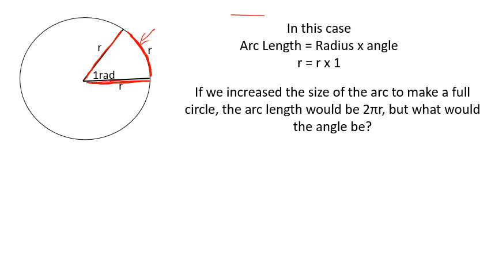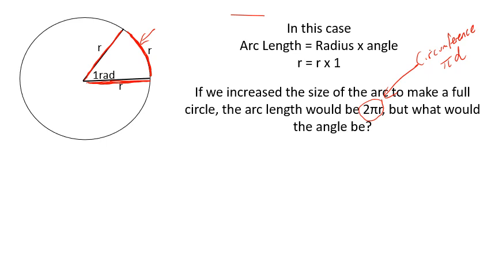So if we did that, the arc length would be 2 pi r. That's just the formula for the circumference, also known as pi times diameter, isn't it? But the diameter is the same as 2 radii, so this is the same as 2 pi r. So if that angle got made so big that the arc length went all the way around, then the arc length would be the full circumference, which is 2 pi r.